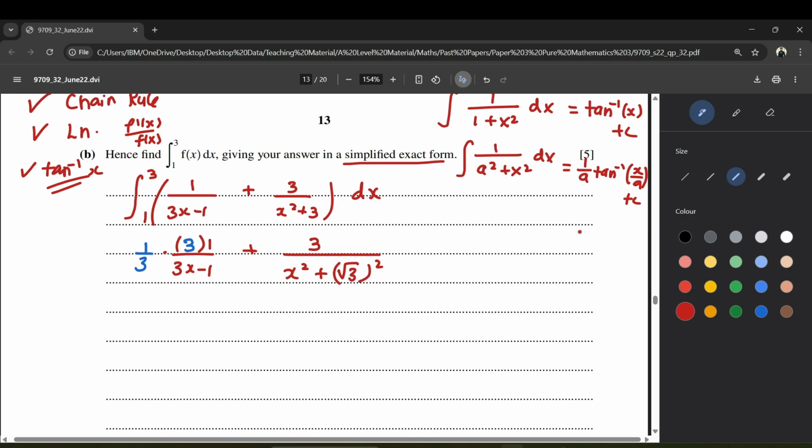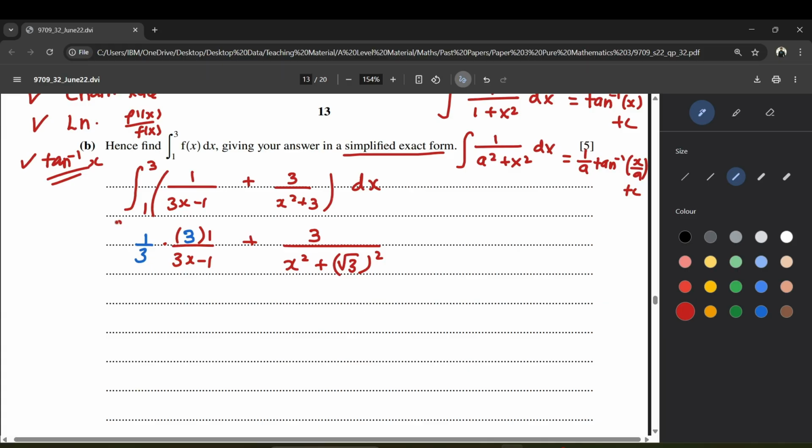Okay, all right, so let us put the integration sign. So here we have 3 and this is 1. Now we can integrate this. So this becomes 1 over 3 ln of 3x minus 1, and over here we have 3 times 1 over root 3. This 3 is just a constant, right? So we can just take it outside. And then we have 1 upon a, you can just follow this standard result. So 1 over root 3 tan inverse of x upon root 3.